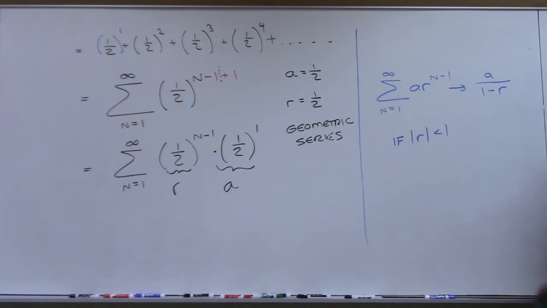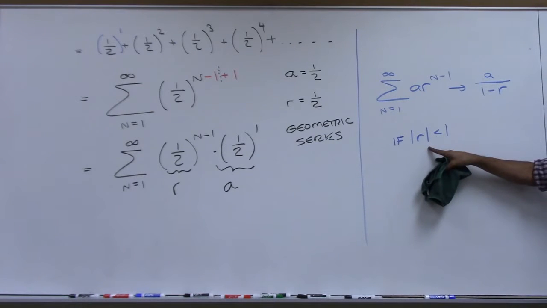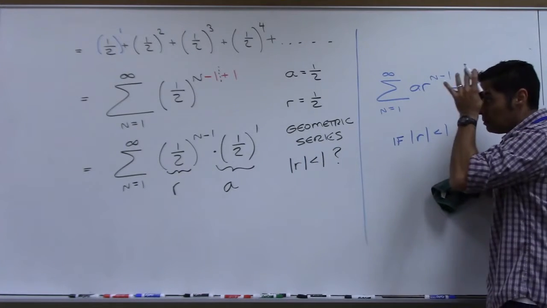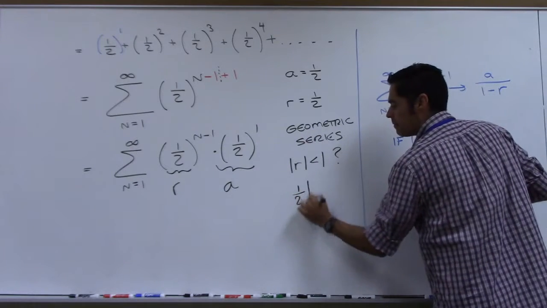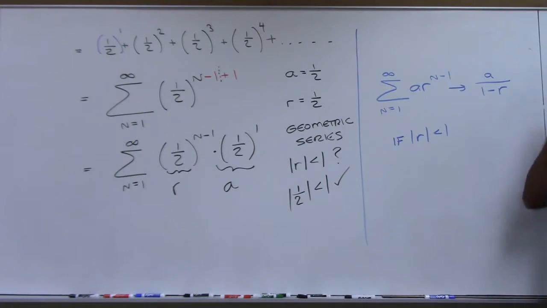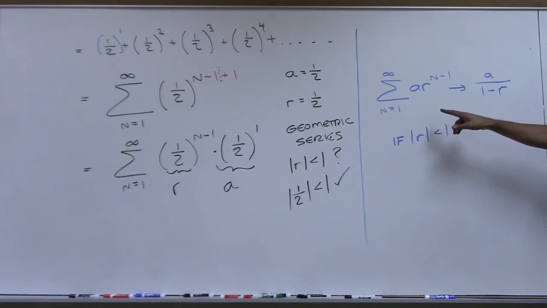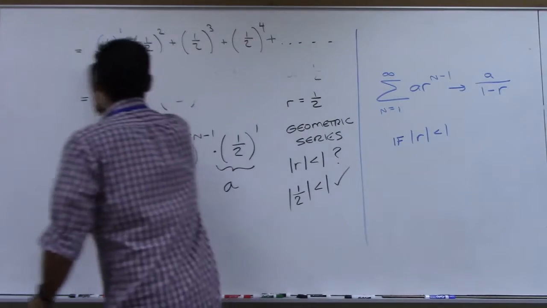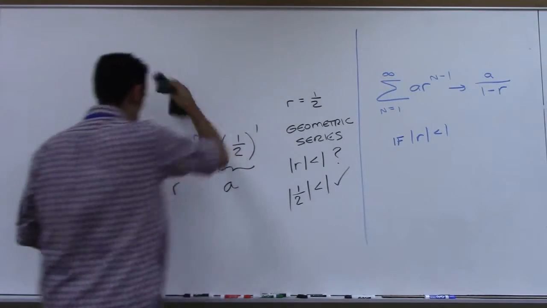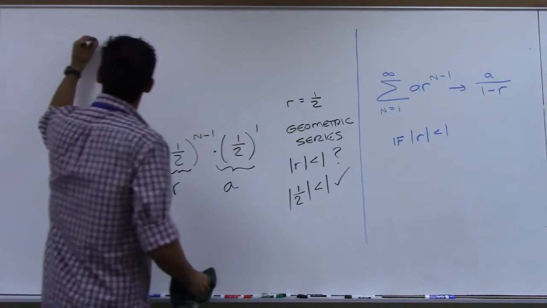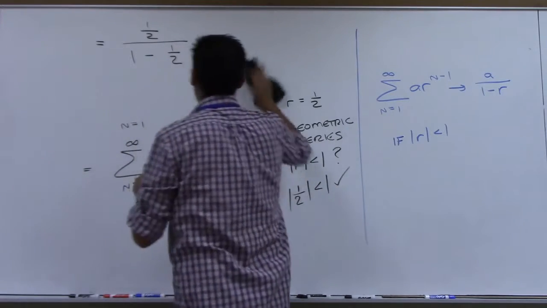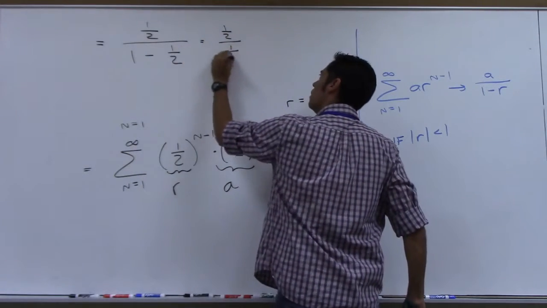I need to check that the absolute value of r is less than 1. Is it? Is the absolute value of r less than 1? Yeah, well, the absolute value of 1/2 is less than 1. Check. That means it converges, doesn't it? And it converges to what? A over 1 minus r. So this sum right here converges to a over 1 minus r, which is just 1/2 over 1/2, which is 1.